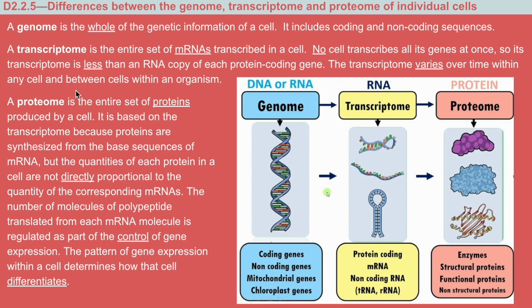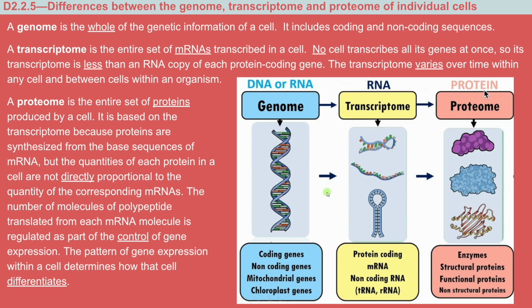A few words you need to know. The genome is the whole of the genetic information of a cell, including coding and non-coding sequences, all of your DNA. The transcriptome is the entire set of mRNAs transcribed in a cell, and no cell is going to transcribe every single gene that is available to it. So the transcriptome is going to be less than an RNA copy of each protein coding gene. It's going to vary over time as well, depending on the cell's needs and between cells within an organism.